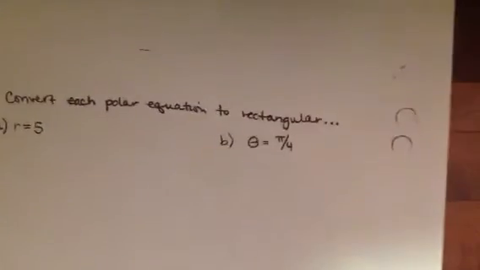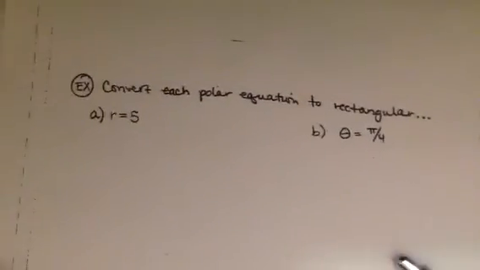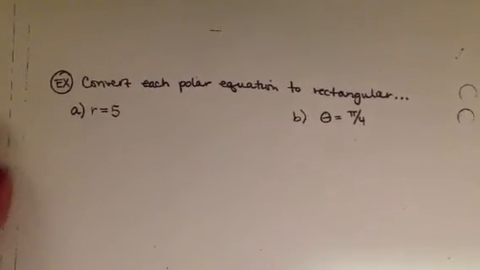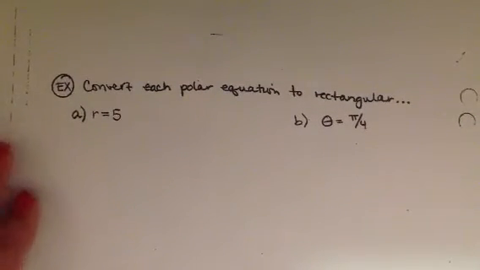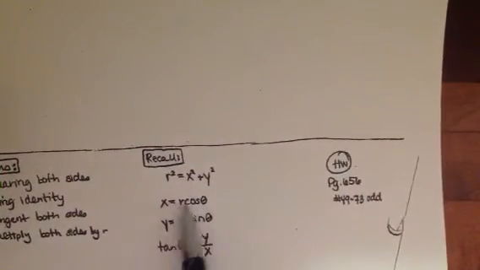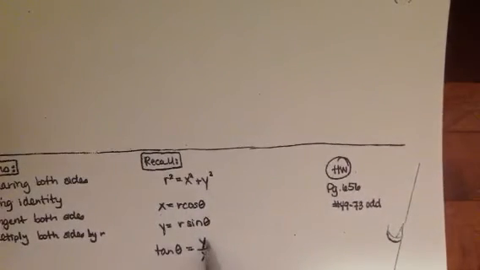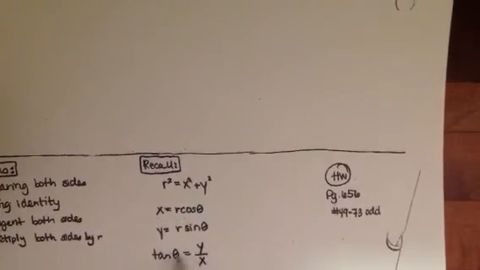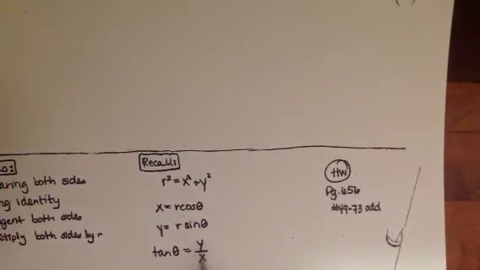You have to be a little bit more creative on converting polar into rectangular. So things you want to look for are r squareds, so that you can take them out and replace them with x squared plus y squared. Look for r cosine theta, so you can take it out and replace it with an x. R sine theta can be replaced with y, or look for tangents of theta that can be replaced with y over x.